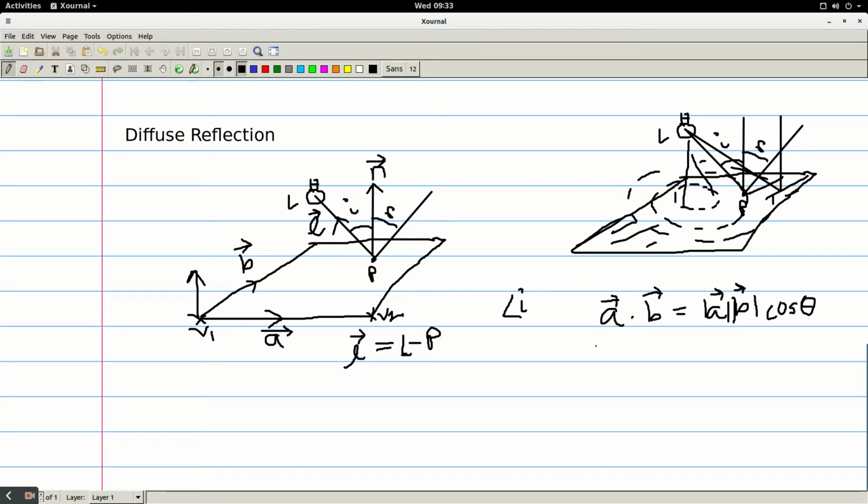There's another way to do this. If you do cross product, the magnitude of the cross product, not the cross product itself, the magnitude of the cross product can be written as AB sine theta. Okay?